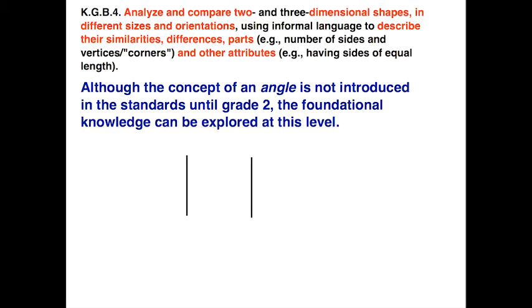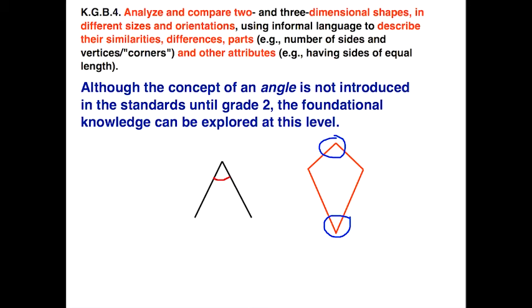Although the concept of an angle is not introduced in the standards until grade 2, the foundational knowledge can be explored at this level. If we take these 2 segments and connect them together at one vertex, we have a certain size angle here, and we can relate that to that type of angle in a figure such as a quadrilateral like this one.